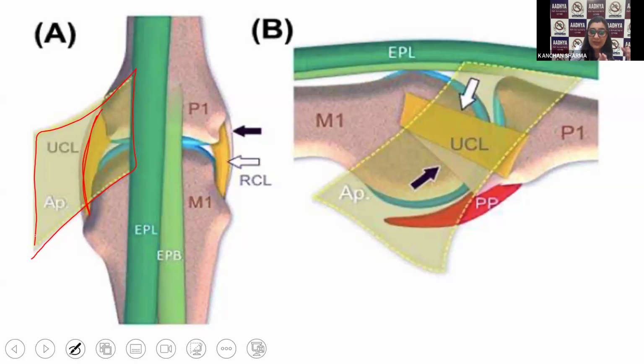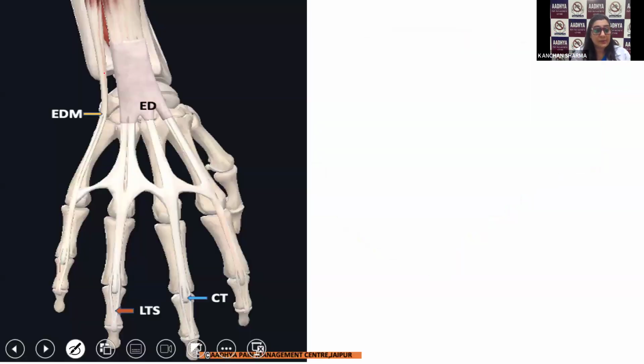This is the one which basically attaches to the, as you can see, the base of your proximal phalanx. So it is coming from this ulnar side and it just attaches on the medial side of the proximal phalanx, right? And this is very, very important. So we will be learning this also.